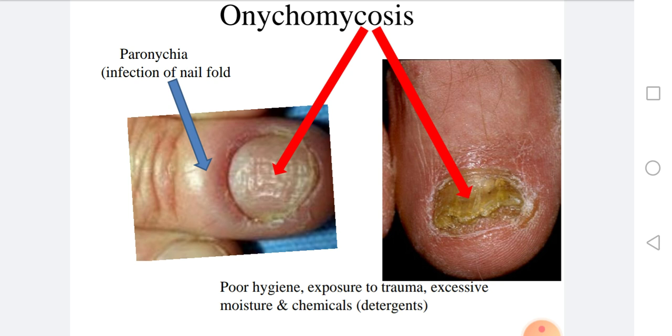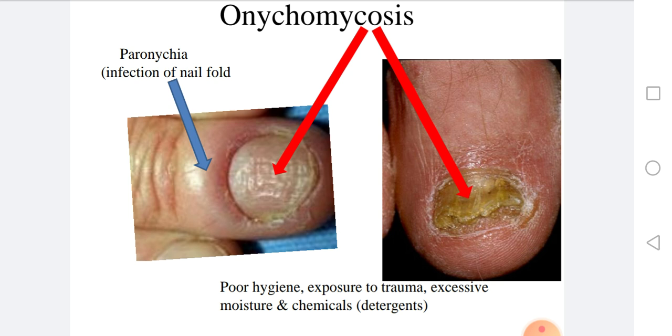You see here on your left hand side, the blue arrow is pointing to the swollen nail fold, and this is known as paronychia. It is an acute infection due to Candida albicans. This lesion is painful.